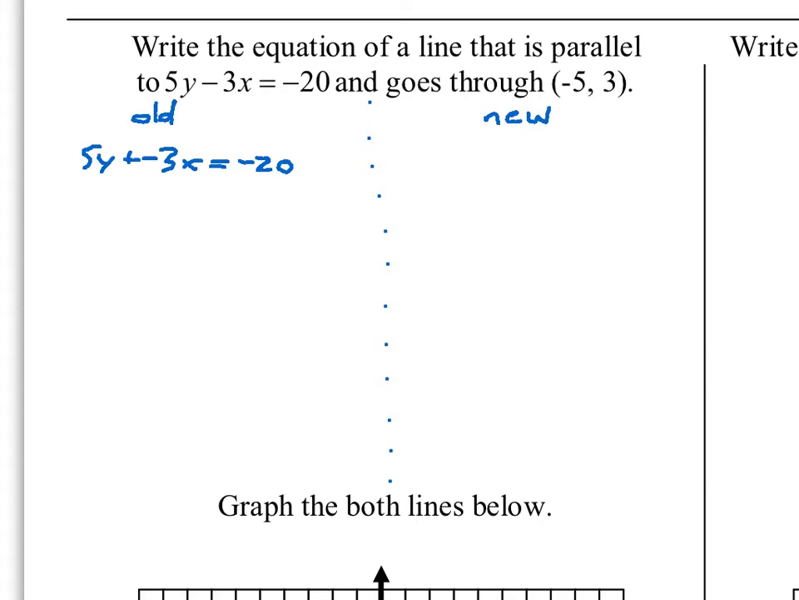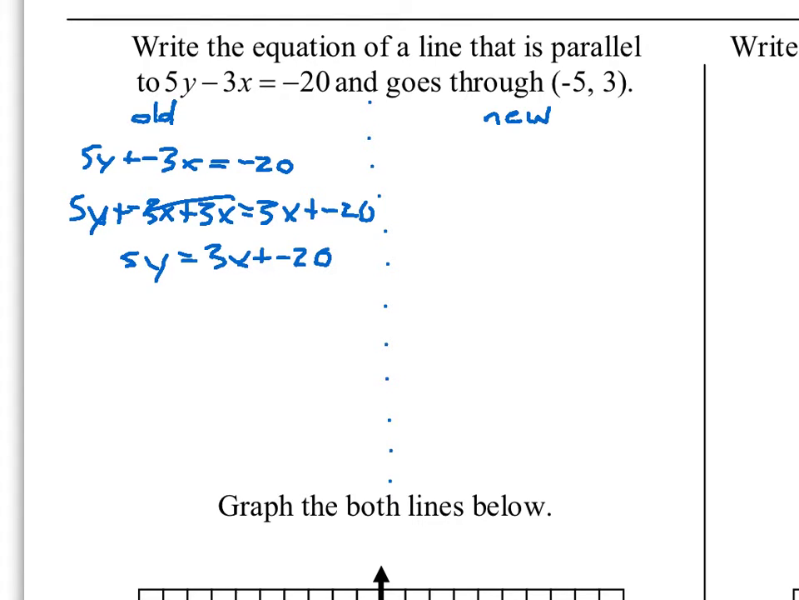What is it that I need to do first to get this into slope-intercept form? Janelle, what do I need to do to get this into slope-intercept form? Add a positive 3x to both sides. Perfect. So after that, we end up with 5y is equal to 3x plus negative 20. Still don't quite have this in slope-intercept form, so we can't quite tell the slope of this. We need to go through one more step to get this into slope-intercept form.